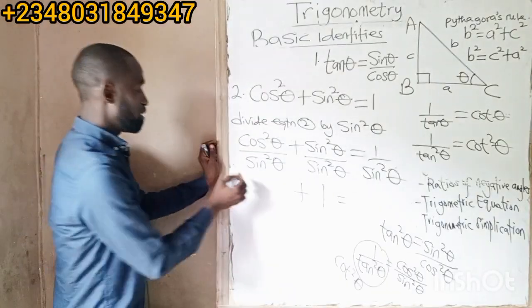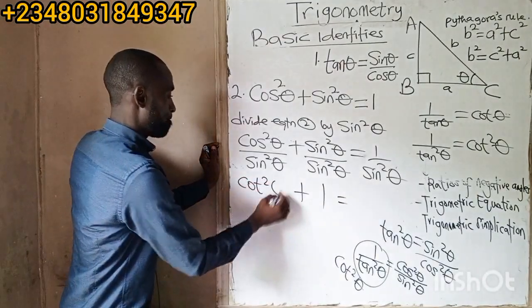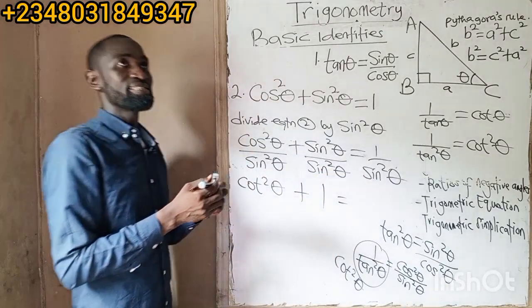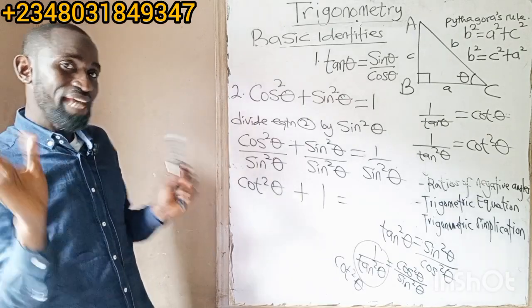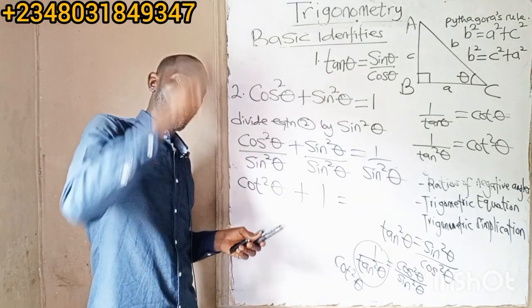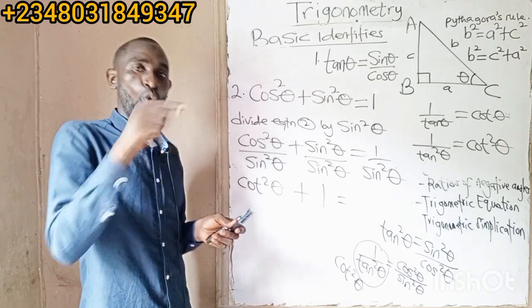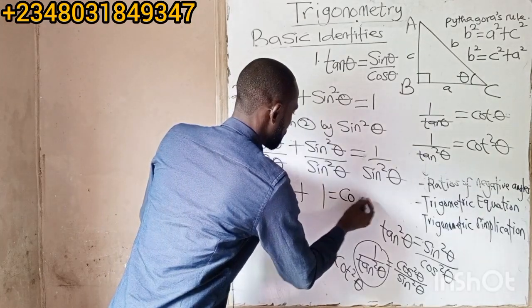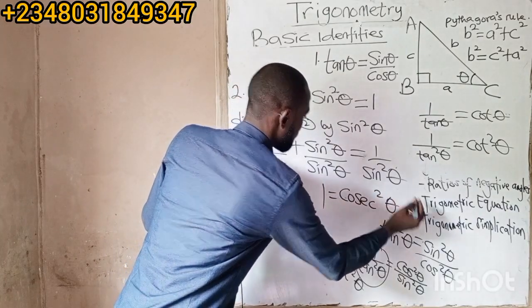So it means this space will be cot square theta. Then what is 1 over sine? 1 over sine is cosec theta. The inverse of sine is cosec theta. What is now the inverse of 1 over sine square theta? That will be cosec square theta. So this one becomes cosec square theta.